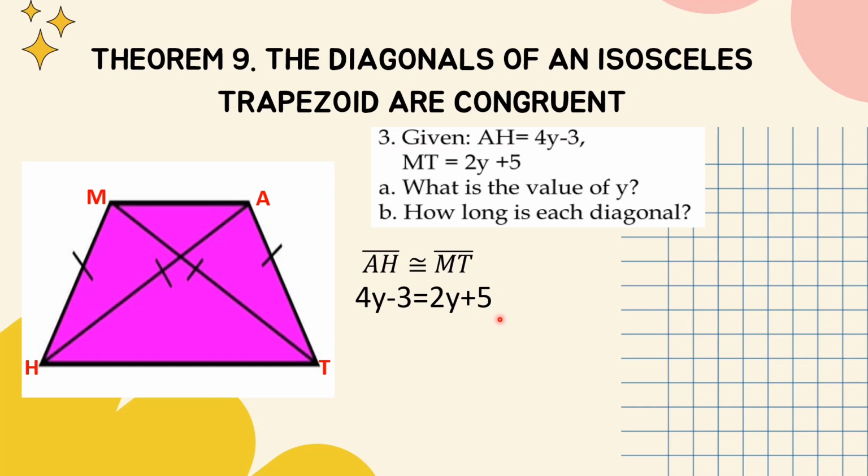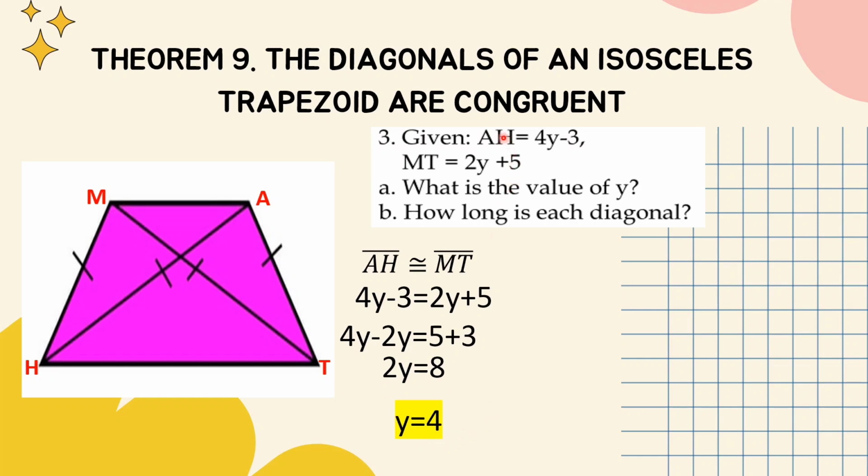Then after that, we will combine like terms. So on the left side, we have 4y minus 2y because as you can see, 2y we will transpose to the left. So it becomes negative. While this negative 3, we will transpose to the right side of the equation. So it becomes positive 3. And then 4y minus 2y is 2y, while 5 plus 3 is equal to 8. Then divide both sides of the equation by 2, and that is y is equal to 4.